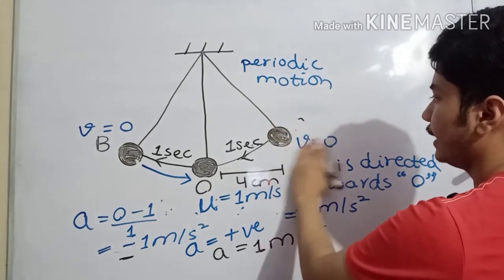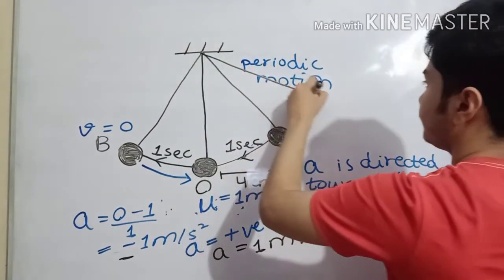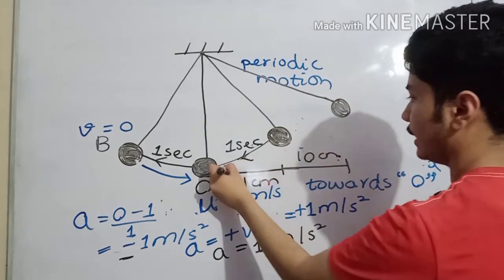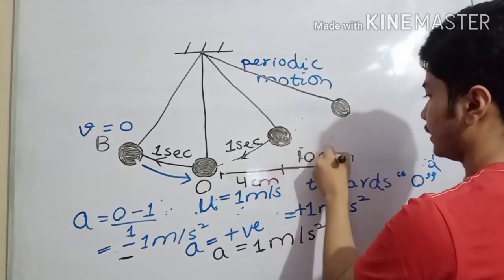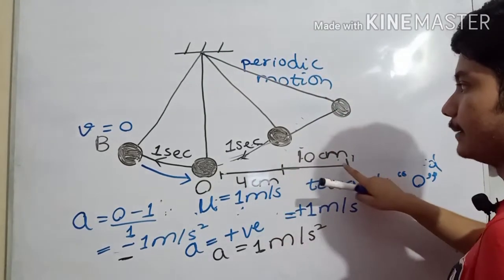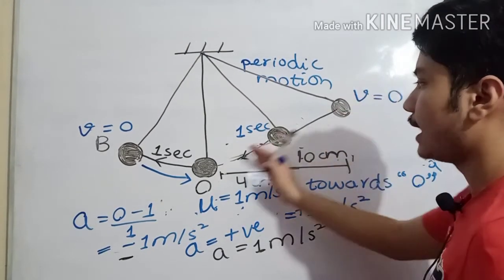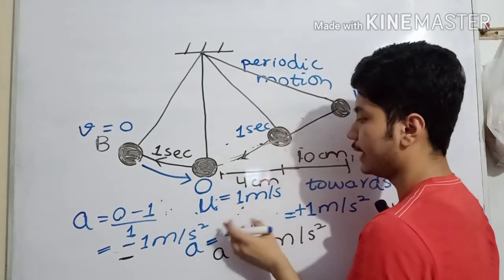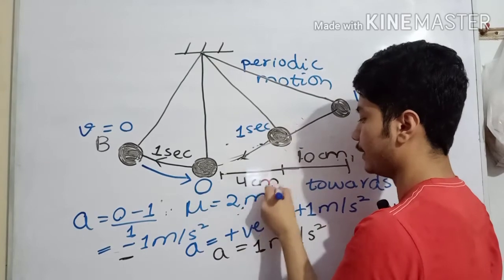For example, rather than displacing 4 centimeter, I displace it by 10 centimeter, this whole length as 10 centimeter. Alright, so I have displaced this pendulum by 10 centimeter. Now what will happen? Its initial velocity is 0. After 1 second, it will reach point O. What will happen? When it reaches point O, is its final velocity 1? No, its final velocity will be 2 meters per second.